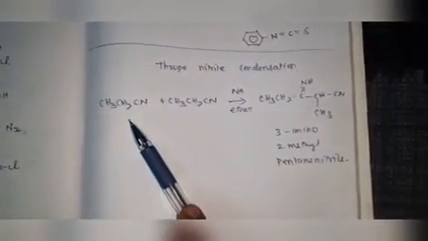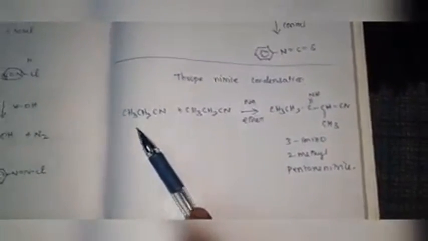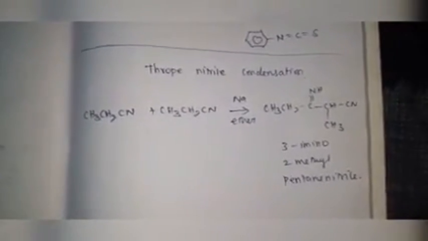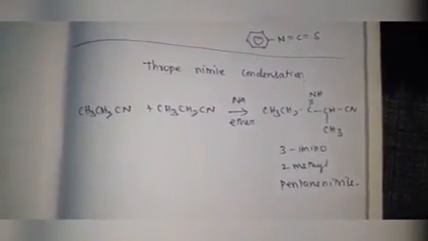Condensation means small molecules are combined together. Here that small molecule is ethyl cyanide. Two molecules of ethyl cyanide are combined together to form one big molecule, that is 3-imino-2-methyl pentane nitrile.